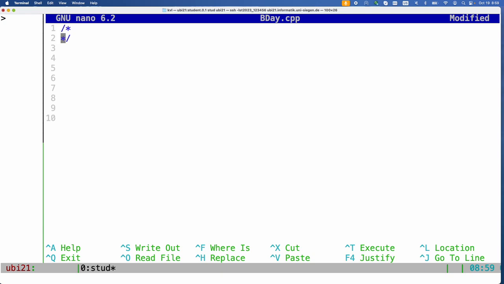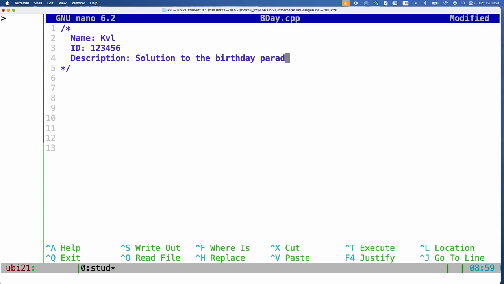First, we create a header, and this starts with slash star and ends with star slash. That's why, we'll see in a second. And there we'll have to say who is programming it. You can add a date, you can add the description, and typically you also add your ID for your exercises. In this case, I have a very fictitious ID. And our description is: solution to the birthday paradox. There we go. That's what we're going to do. So people later, wondering what bday is again, can read the first lines, it's there.